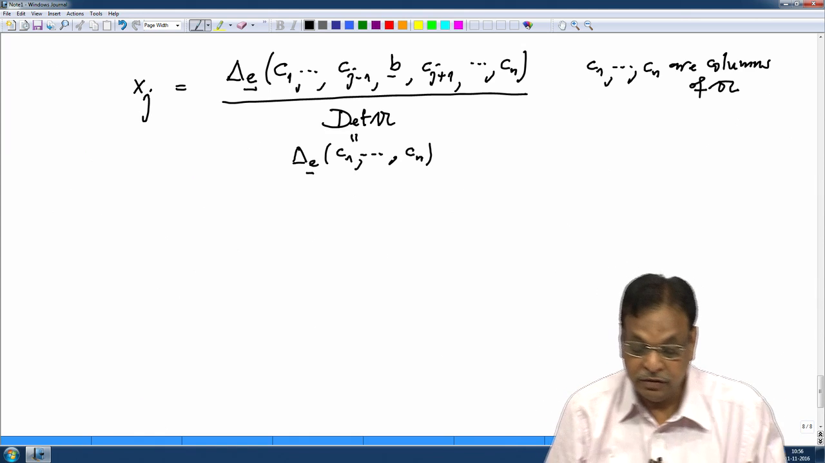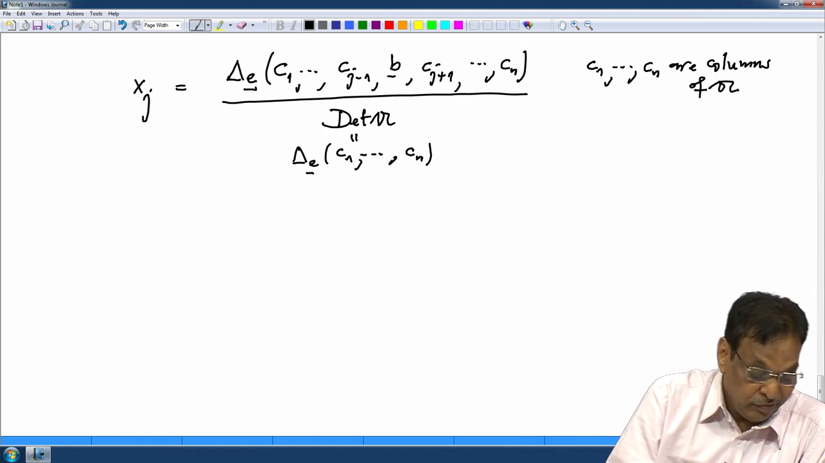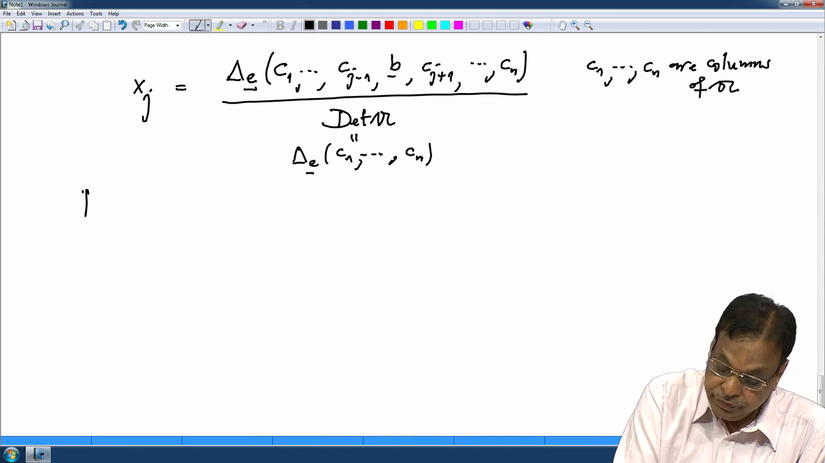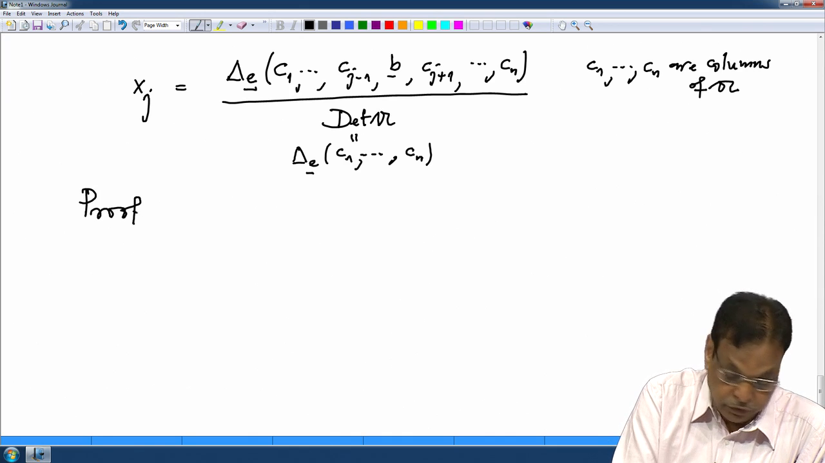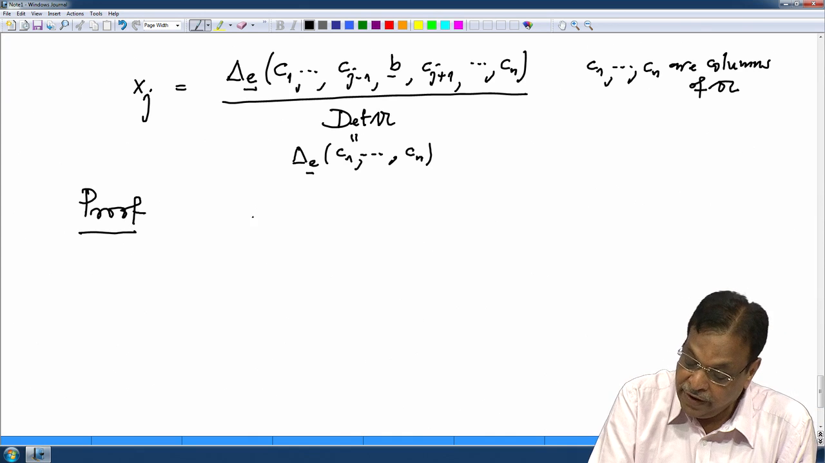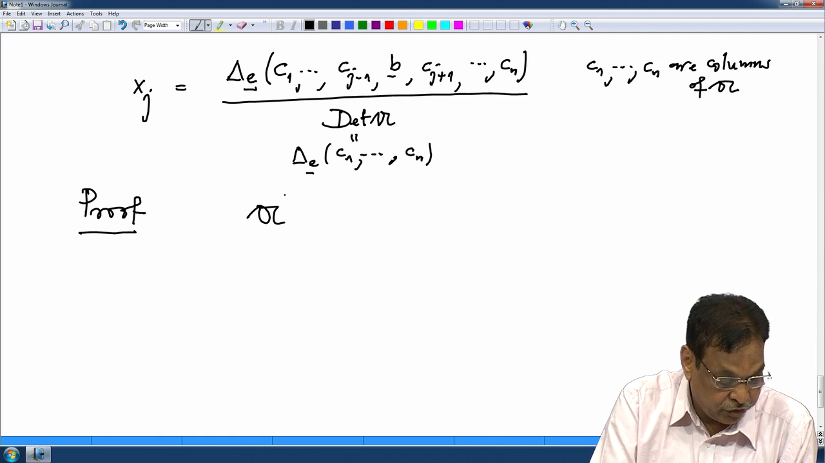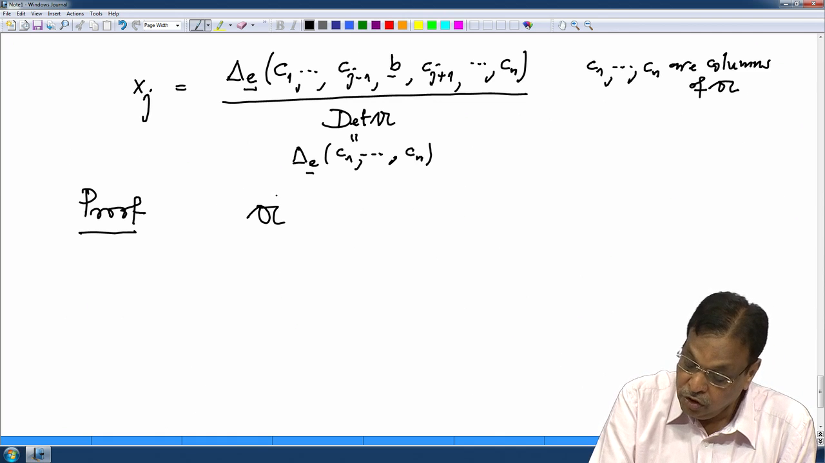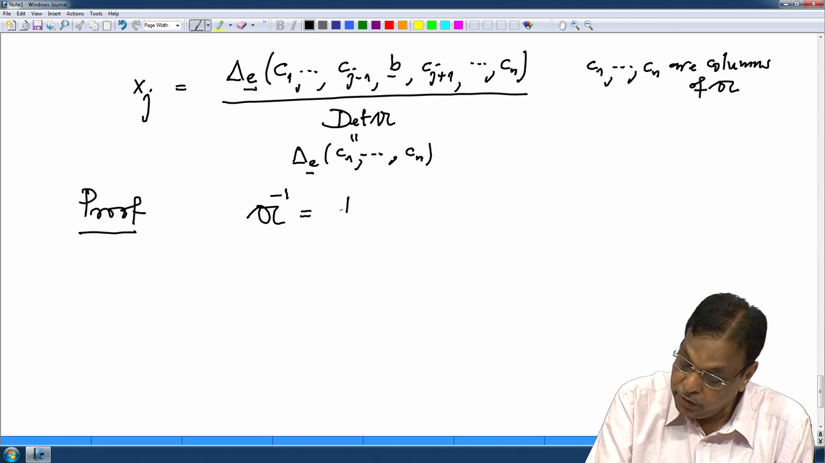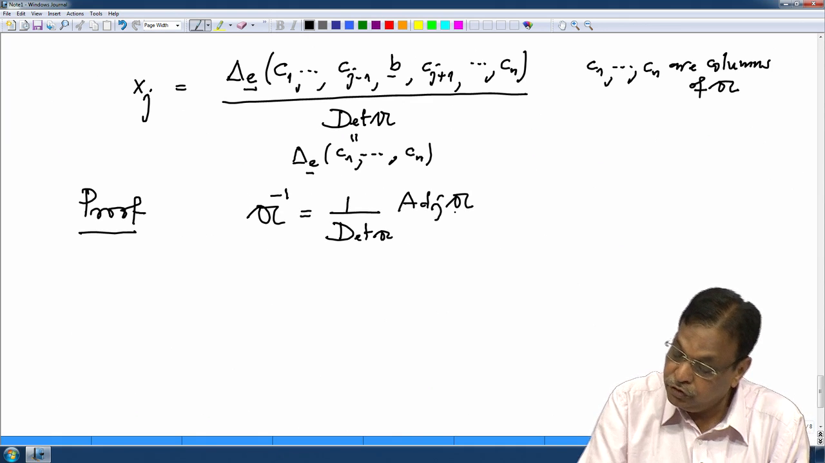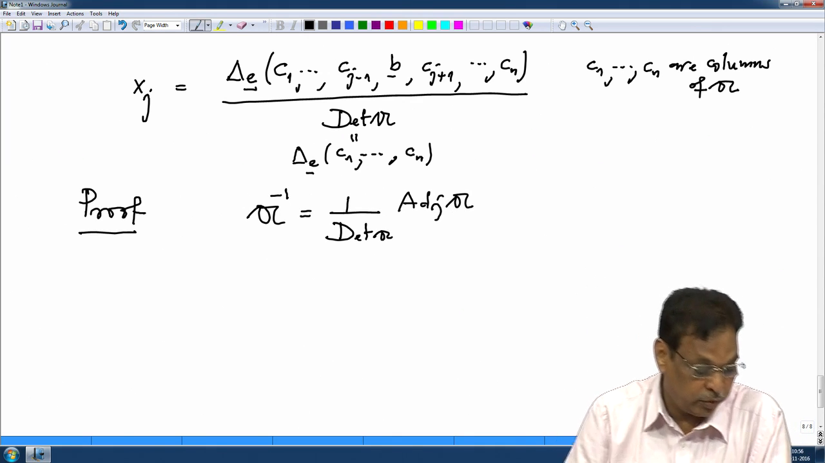So, how do you verify this? This is very easy to verify. So, proof. I will use the fact that the inverse of the matrix, we know A is invertible, that is our assumption. So, A inverse is 1 over determinant of A times adjoint of A. This follows from the adjoint determinant formula.